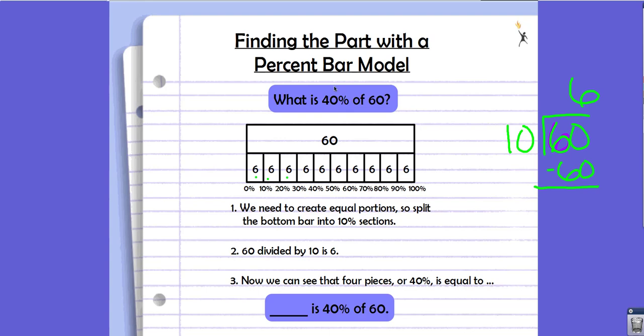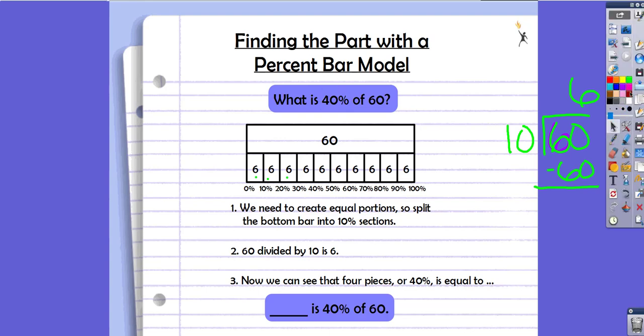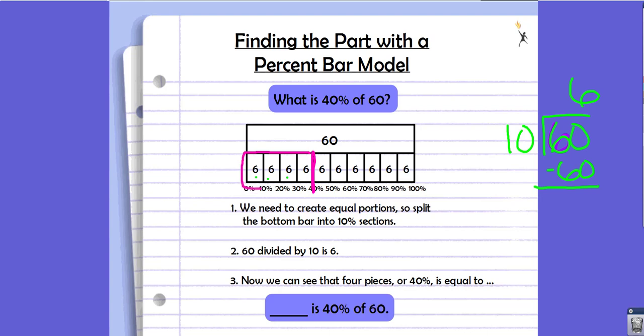And we want to know about 40%. And I know that 40% is over here. So I would need to figure out how much all these 6 would be worth together. So if I have 6, 6, 6, 6, how much will that equal?